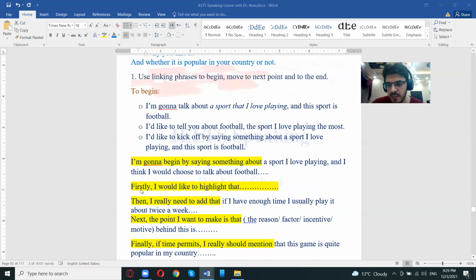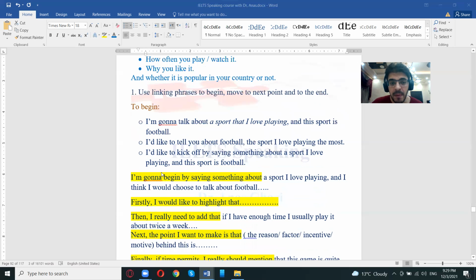Firstly, I can say firstly. Of course this is an example, and we will see more sentences, phrases, words and vocabulary that I can use. Firstly, for example, after I answer, I say: well, I'm gonna begin or kick off or tell you or whatever, saying something about the sport I love the most. And I think I would choose to talk about football.